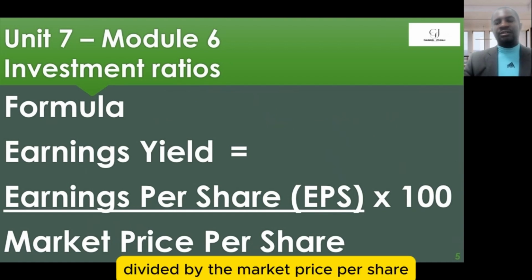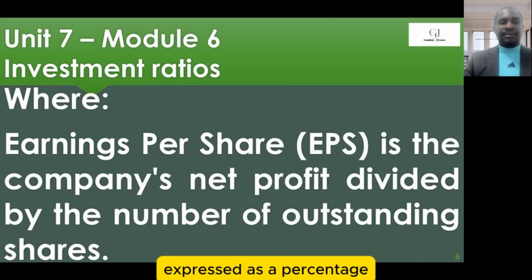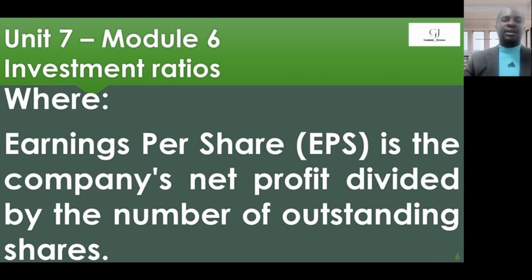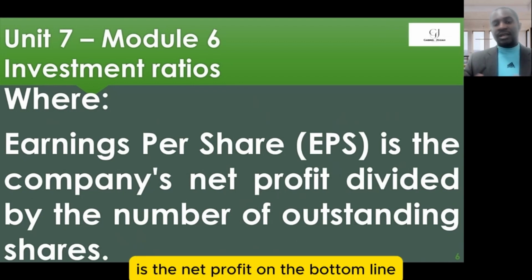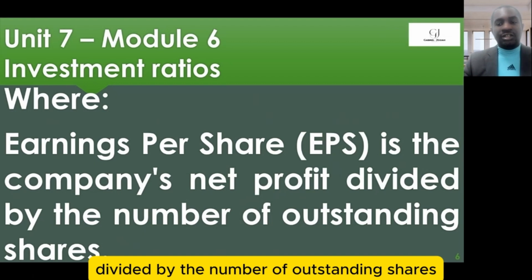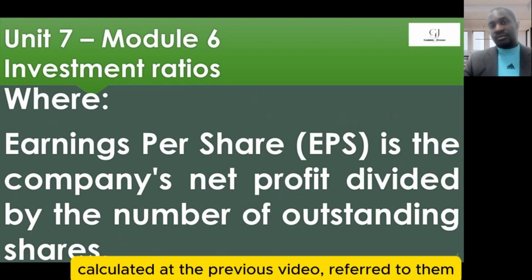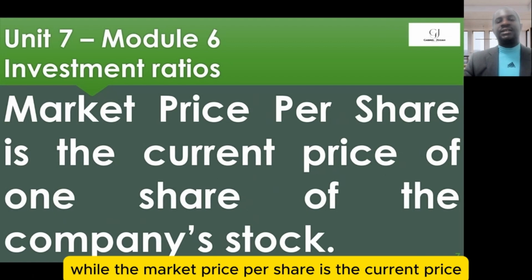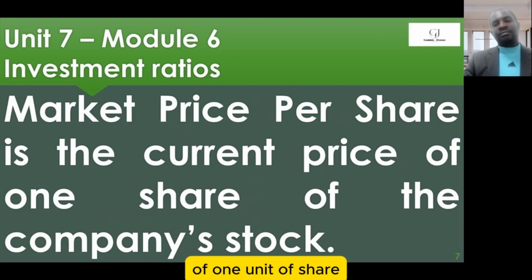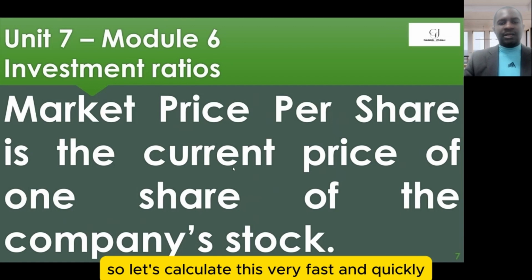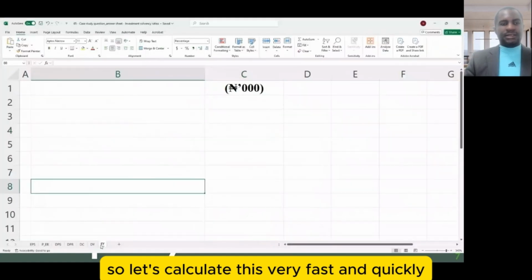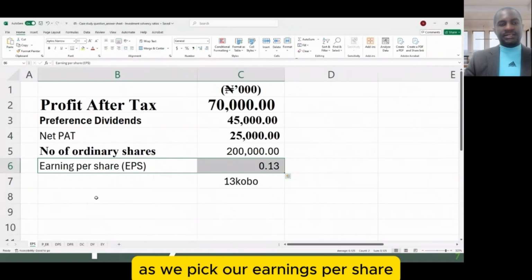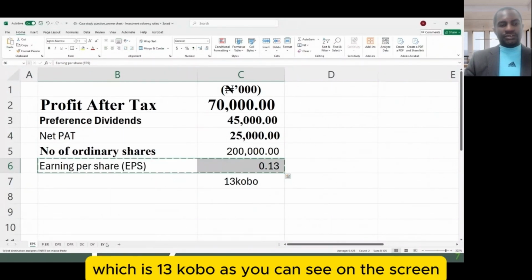So the formula is clear: earnings per share divided by the market price per share, expressed as a percentage, where the earnings per share is the net profit on the bottom line divided by the number of outstanding shares, calculated in the previous video, while the market price per share is the current price of one unit of share of the company's stock. So let's calculate this quickly as we pick our earnings per share, which is 13 kobo, as you can see on the screen.